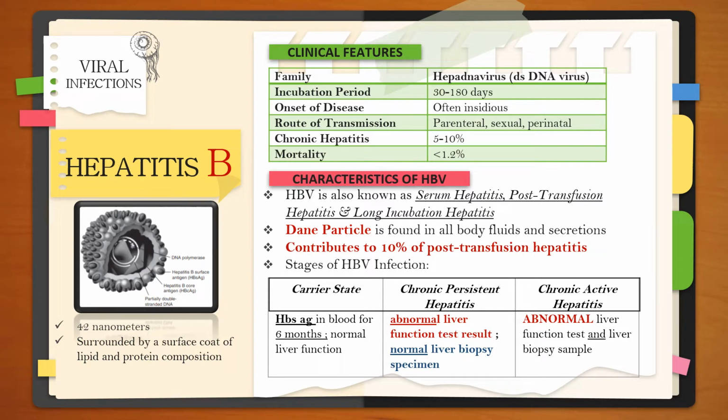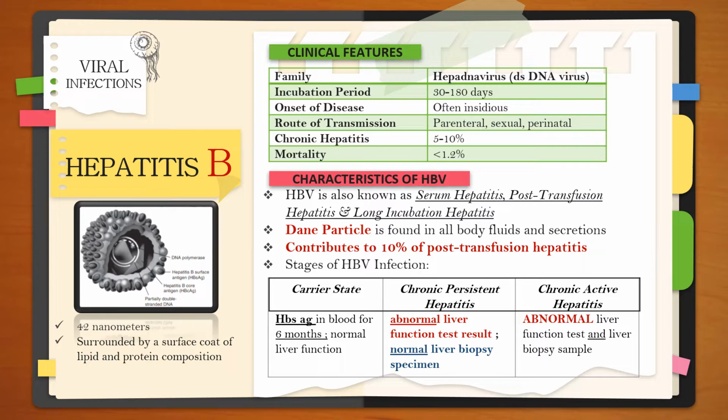Hepatitis B virus is a 42 nanometer double-stranded DNA virus that belongs to the family Hepadnaviridae, and it is surrounded by a lipid and protein surface coat. It has an incubation period of 30 to 180 days and was termed long incubation hepatitis, and often demonstrates an insidious disease onset.